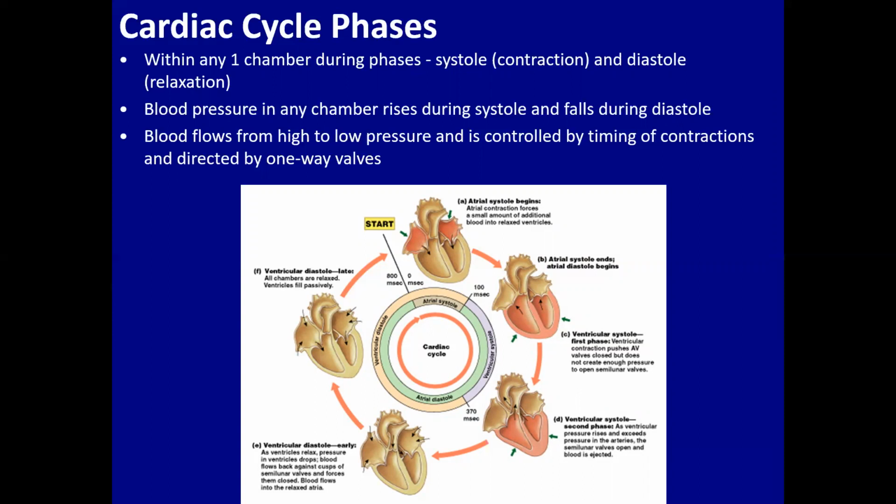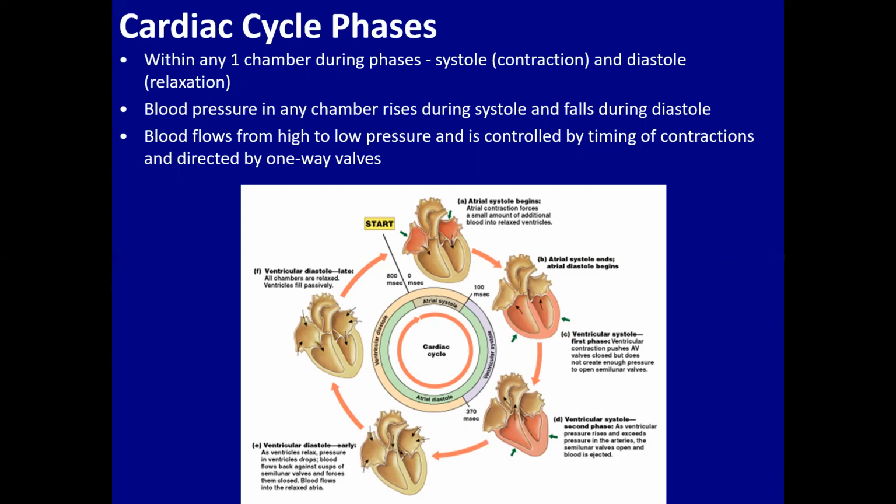So contraction is called systole, and relaxation is called diastole. If you look at a blood pressure, the systolic pressure is the first one, 110, and then the diastolic pressure is around 80, and I'll explain how those pressures are derived shortly.